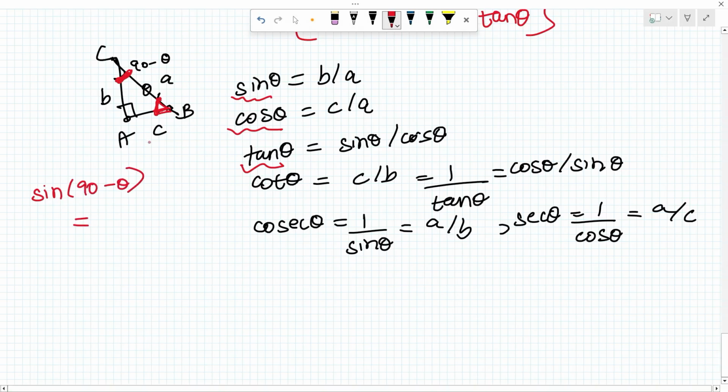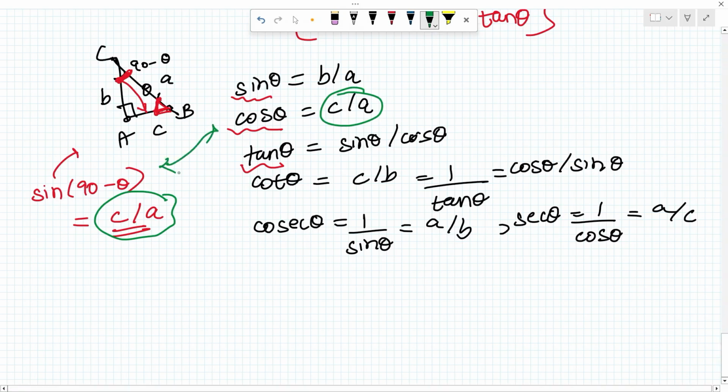How did we define sine? It is the ratio of the side opposite to the angle divided by the hypotenuse. So what is the side opposite to angle 90 minus theta? It is C in this diagram. And what is the hypotenuse? It is A. So C by A is sine of 90 minus theta, based on how we have defined sine. However, C by A is also cos theta. This is how you get the other formula from high school, that sine of 90 minus theta is actually cos theta. There's nothing great, it's very logical.